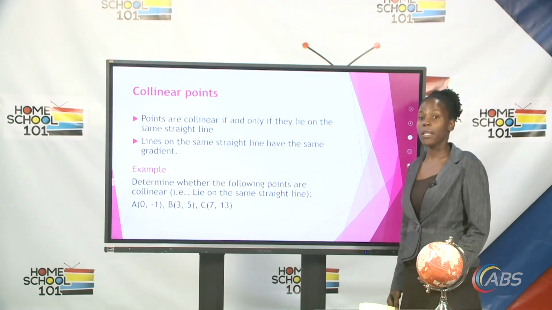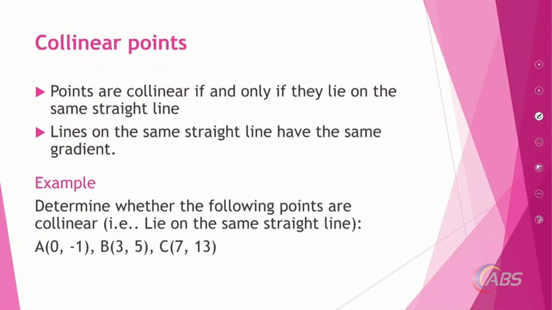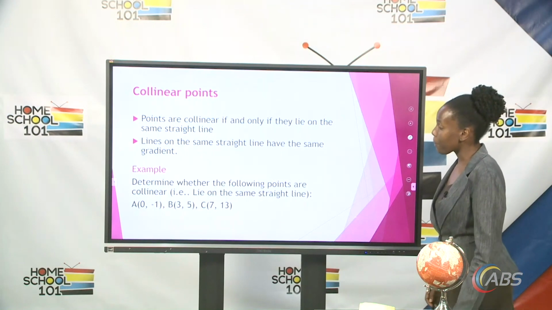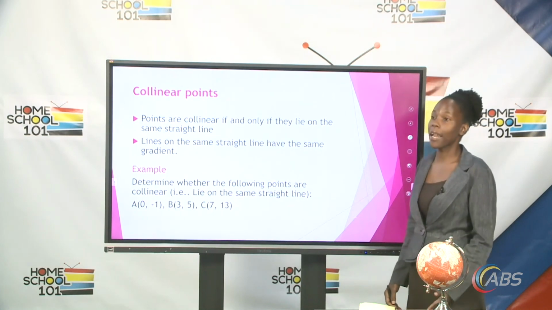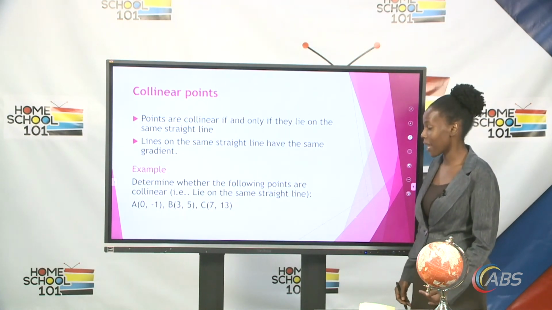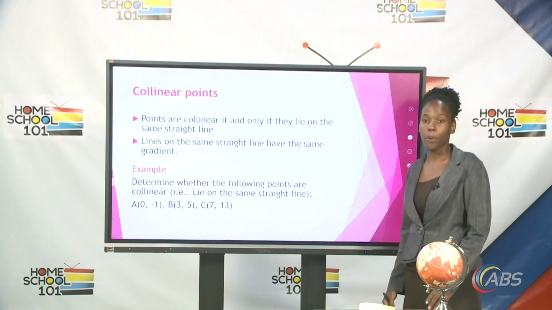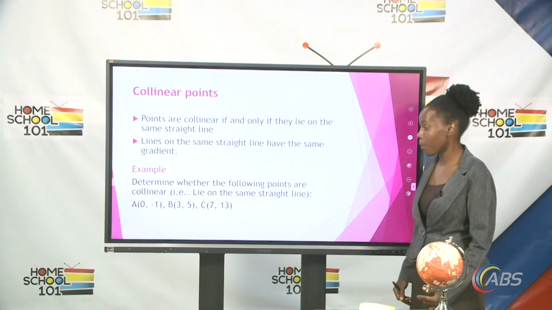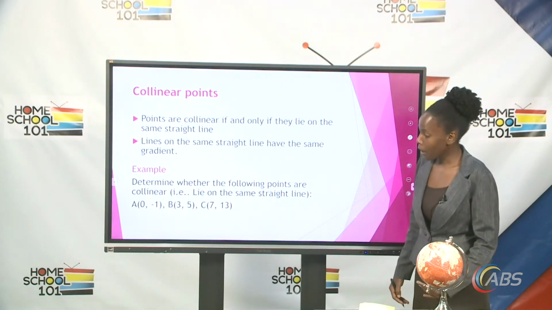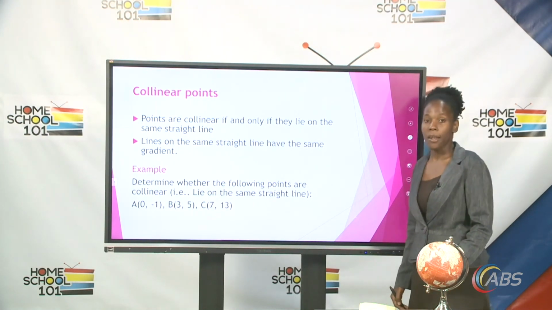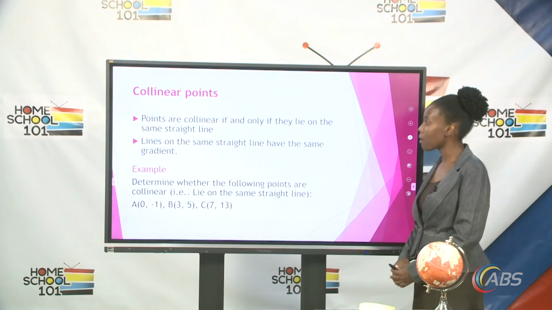Then we look at collinear points. Points are collinear if and only if they lie on the same straight line. Once the points are collinear, they have the same gradient. We have an example here. It states determine whether the following points are collinear, that is, whether they lie on the same straight line. Because we have 3 points here, we group the points in pairs and find the gradient of each pair. Once we obtain the same gradient for the different pairs, we know that the points are collinear.